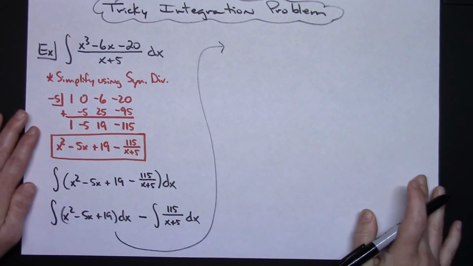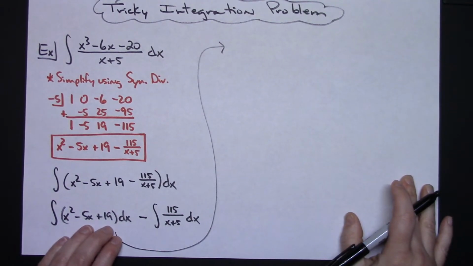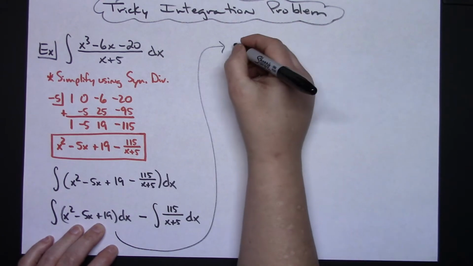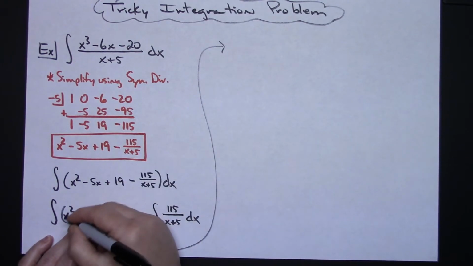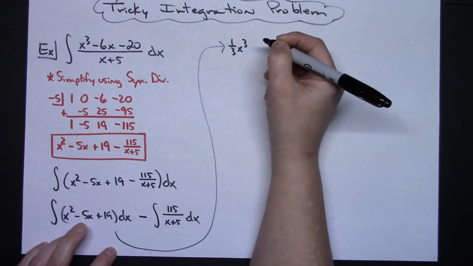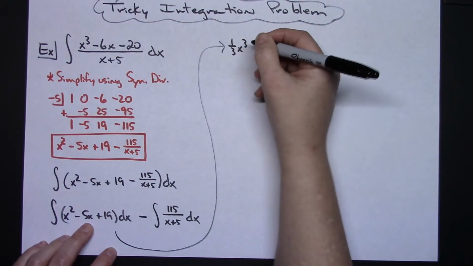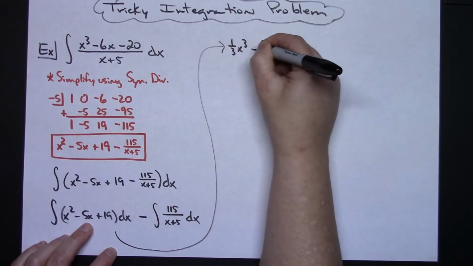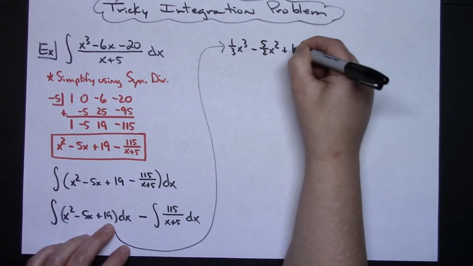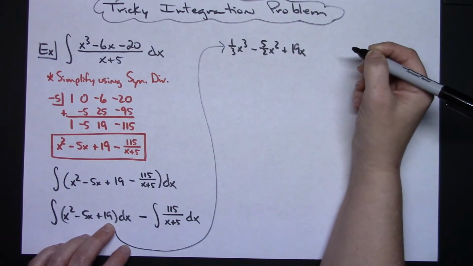Okay, now let's come up here. I'm running out of room. Now integrating this, I can integrate this right away. This is just a straight nice polynomial right here, so let's go ahead and integrate that side. Integrating that x squared, I would have a 1/3 x to the third. Integrating the minus 5x, I'm going to have a minus 5 halves x squared, and then plus a 19x. So that was pretty straightforward right there.